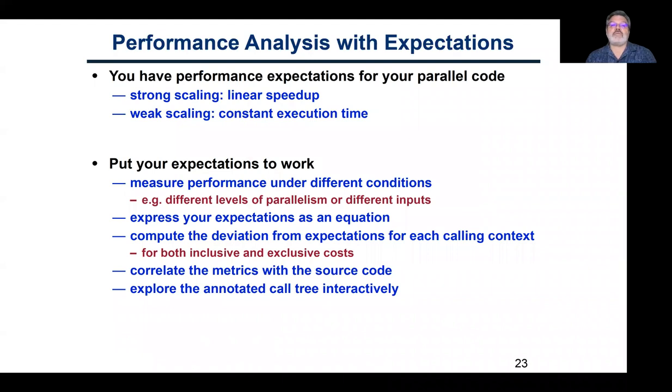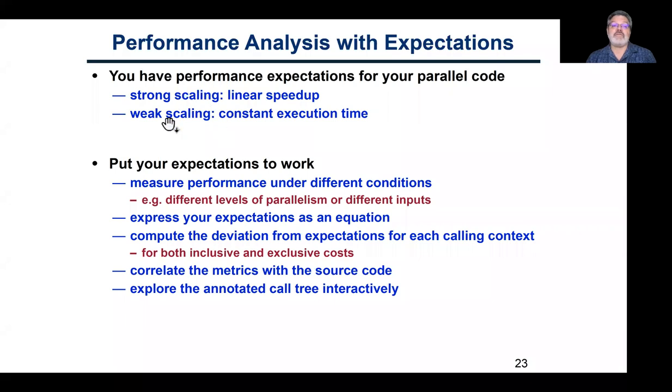The thing is that you have expectations for what your code is going to do. So maybe you're trying to do strong scaling, and if I double the number of processors, then I expect linear speedup. Or maybe you're doing weak scaling, where when you double the number of processors, you also double the problem size, so that the amount of work being done by each processor should be constant, okay?